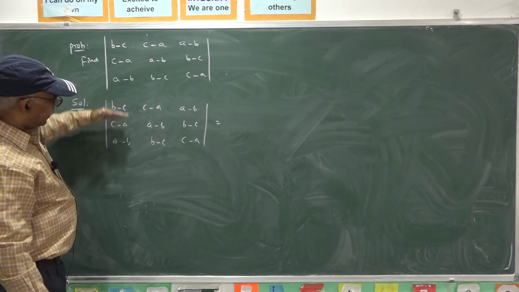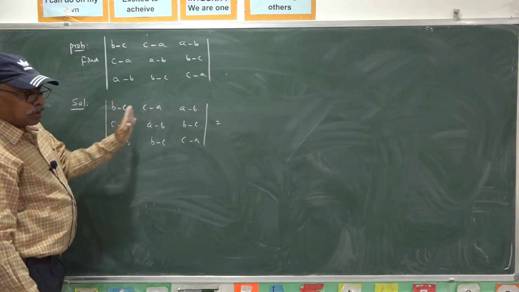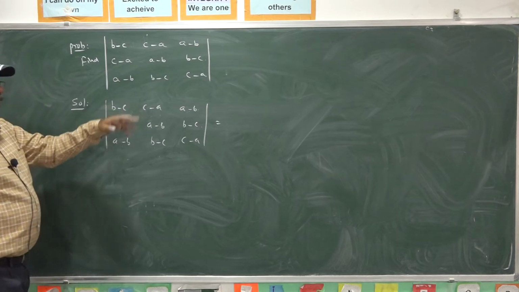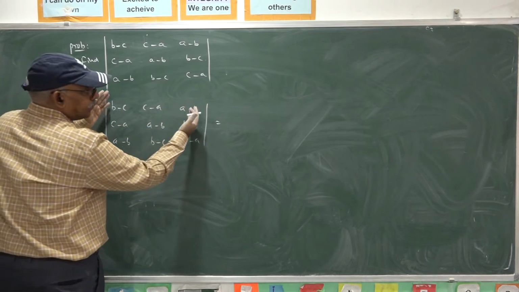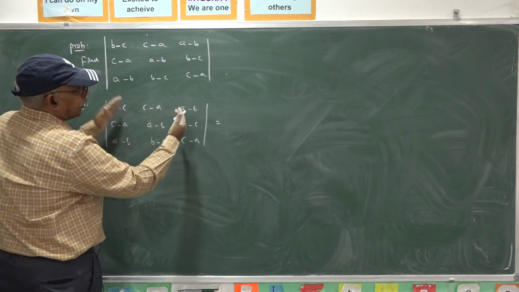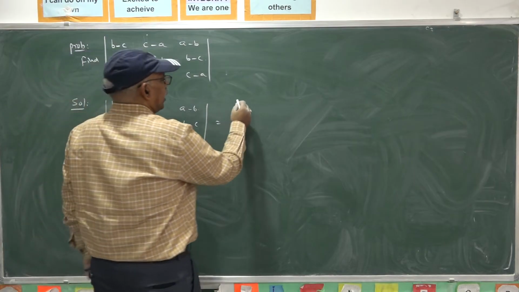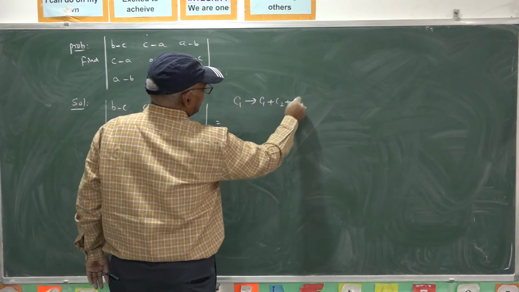You can take either column wise or row wise. The elements are in cyclic form, and once you add the elements of C1, C2, C3, you get 0 in the first column. So, apply the transformation C1 as C1 plus C2 plus C3.